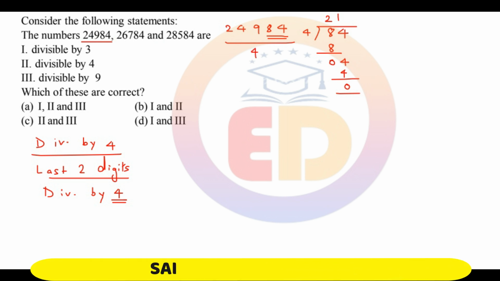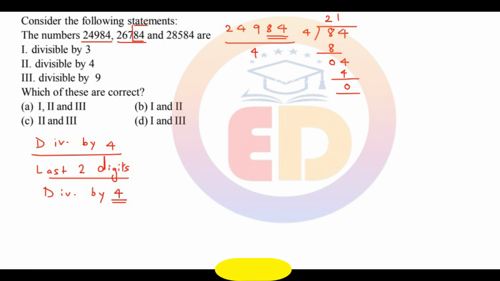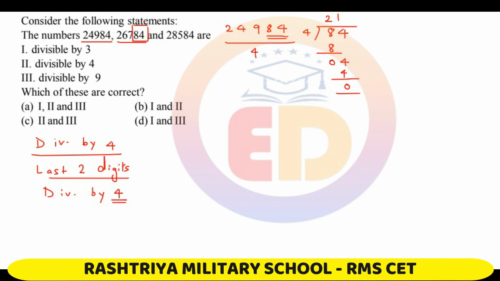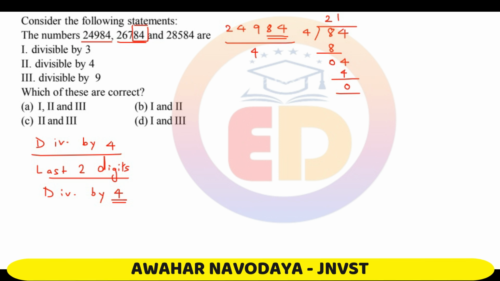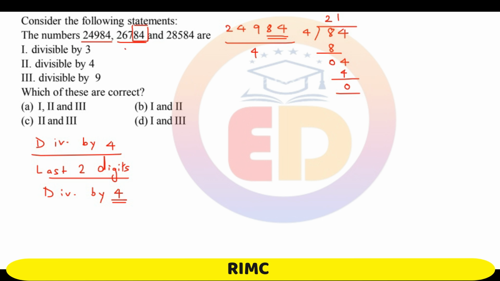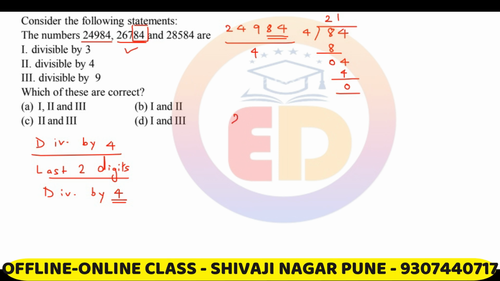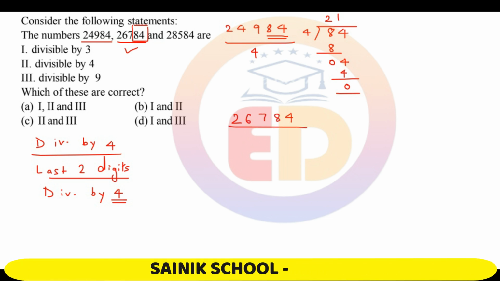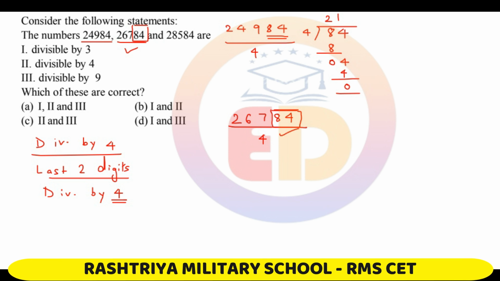If you look at the second number, it is 26,784, in which also the last two digits are 84. And we have seen just now that 84 is divisible by 4, so this number is also divisible by 4. 26,784, which has 84 as the last two digits. Now since the last two digits 84 are divisible by 4, this complete number is divisible by 4.